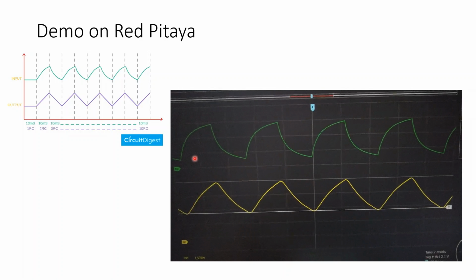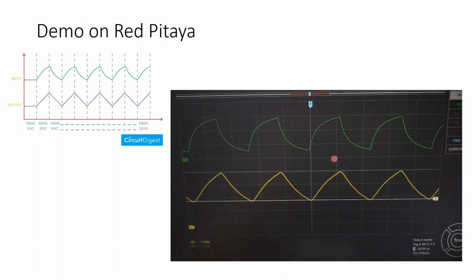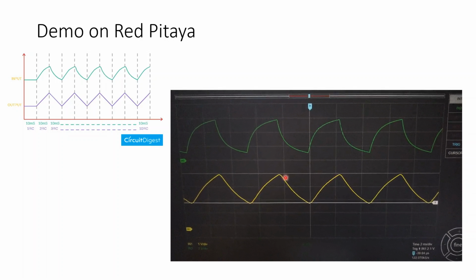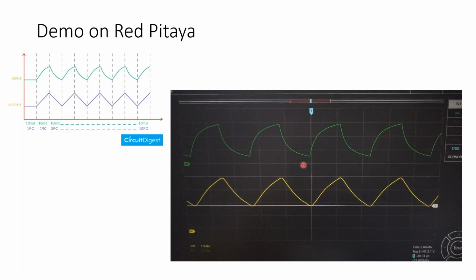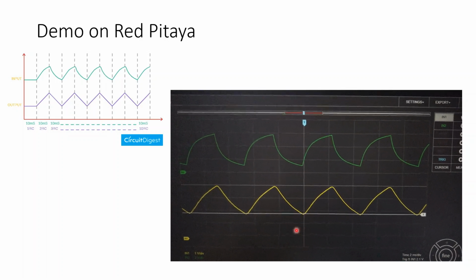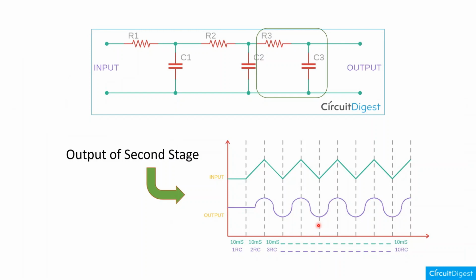So the green color, that is channel 2, is connected to the input of the second stage, and then the yellow color, channel 1, shows the output of the second stage. So the green color was also the output of the first stage. So the output of the first stage is the input for the second stage of the multi-stage low pass filter. Now after that we have the final stage of the low pass filter, that is the third stage.